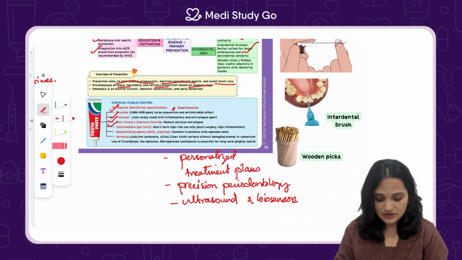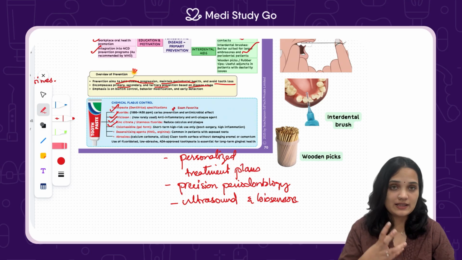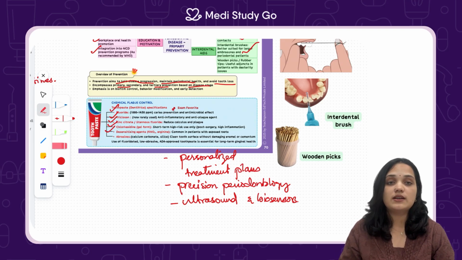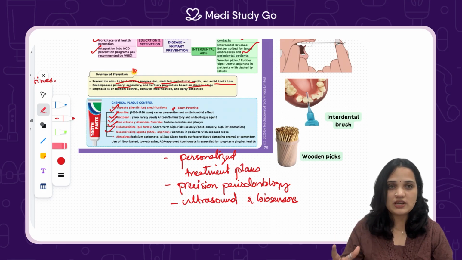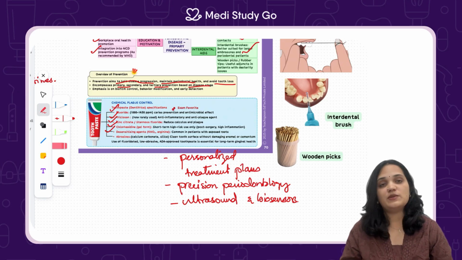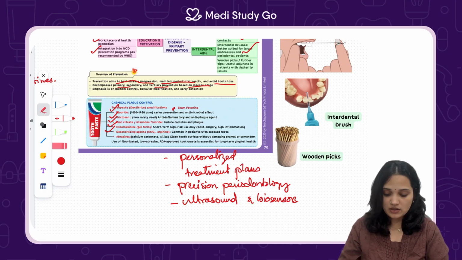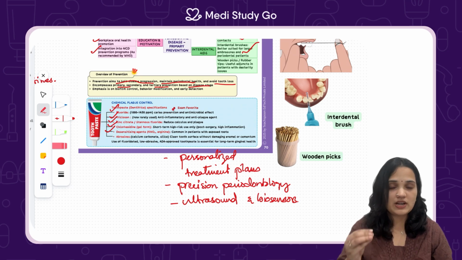Then there is zinc citrate or stannous fluoride, which helps reduce plaque and calculus. Then chlorhexidine, which is only used short term in high risk situations. Basically, it is used post surgery and in very high inflammation. And then there are desensitizing agents, which are common in patients with exposed roots. And so basically the combination is very important. It's not just about brushing alone.